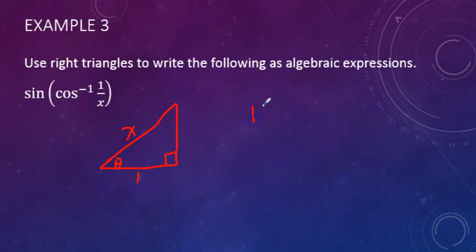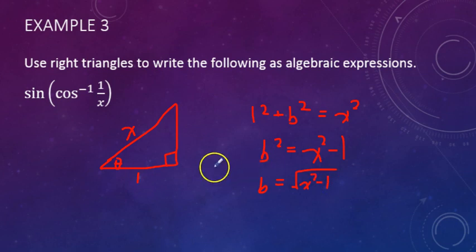And by setting up the Pythagorean theorem, I have 1 squared plus b squared equals x squared. Now this side, the b side, is what I'm actually missing. So if I subtract 1 from both sides, and then take the square root, again ignoring the negative version of the answer, then we now know the missing height of the triangle, which is the square root of x squared minus 1.